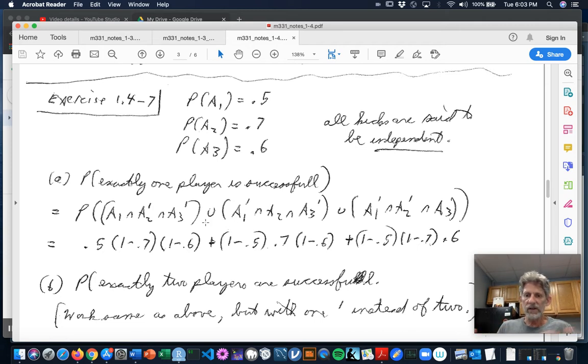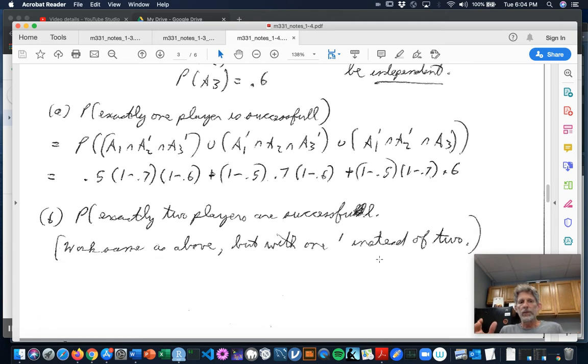So I can sum probabilities, and then because of the independence, I can use this new version of the multiplication rule where I just multiply out the probabilities for each of those events being intersected. And so I just read it off. The probability of A1 is 0.5. The probability of A2 is 0.7, so the probability of not A2 is 1 minus 0.7. And similarly for the probability of not A3. And then I get another factor here the same way and another factor here the same way. Cool.